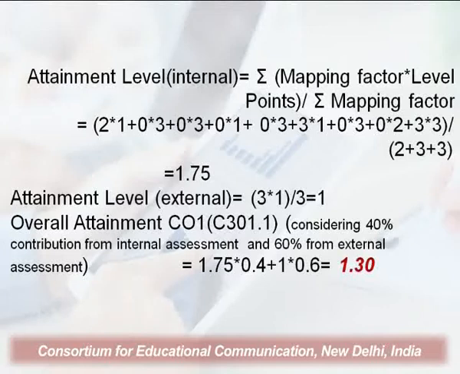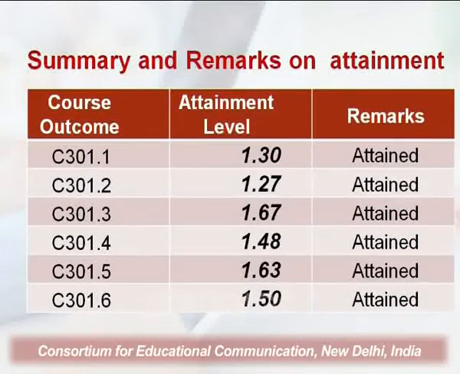It is very well explained in the NBA manual, which you can download. All the institutions who are preparing themselves for the accreditation have to do the mapping of the CO and the PO like this. So, it is a summary and the remarks on the attainment part.